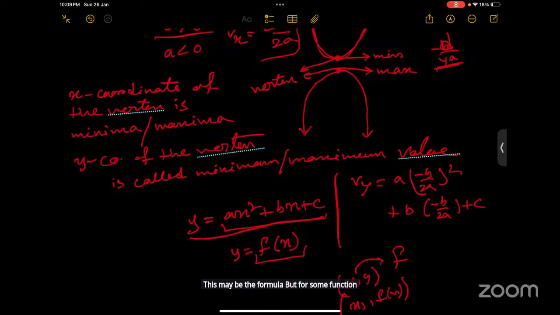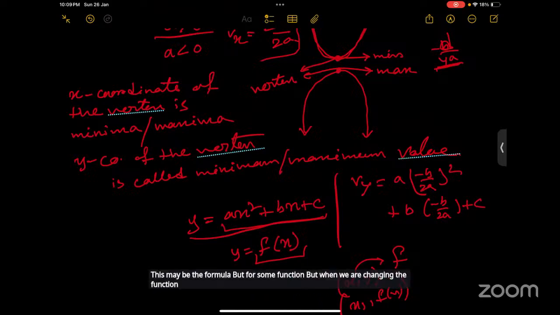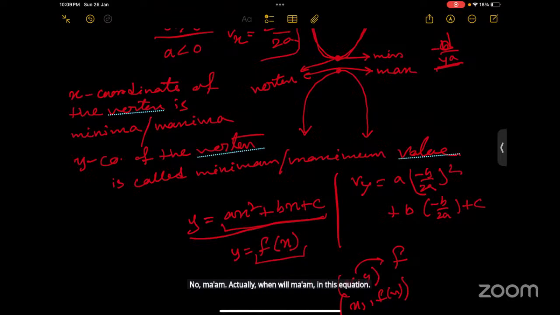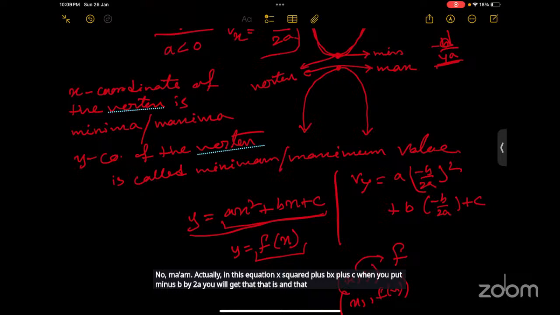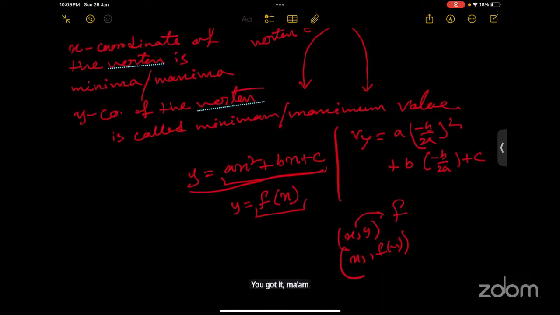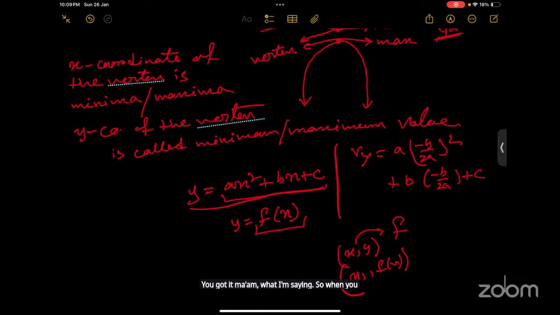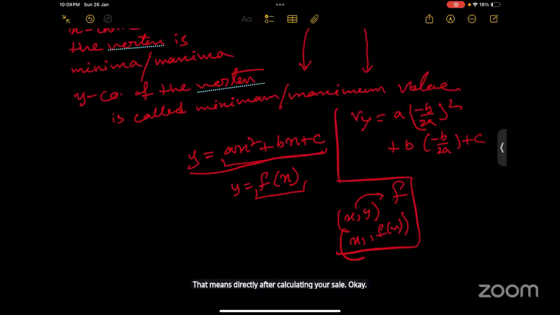But when we are changing the function, you will get a different formula. Ma'am, actually, in this equation ax square plus bx plus c, when you put minus b by 2a, you will get that d, and that will be the fixed result. When you simplify it, after calculating, finally you get your fixed result of the minimum and maximum value of y. Yes, now I get your point.